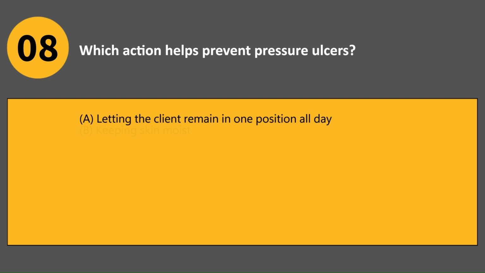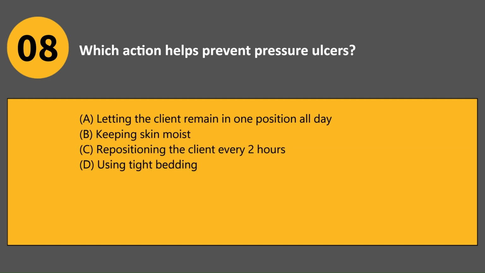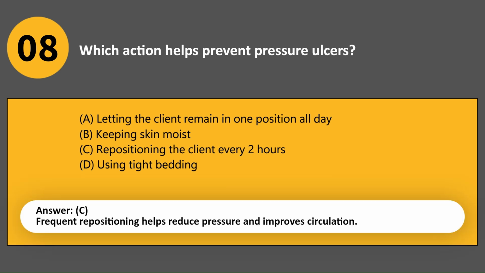Which action helps prevent pressure ulcers? A. Letting the client remain in one position all day. B. Keeping skin moist. C. Repositioning the client every 2 hours. D. Using tight bedding. Answer: C. Frequent repositioning helps reduce pressure and improve circulation.